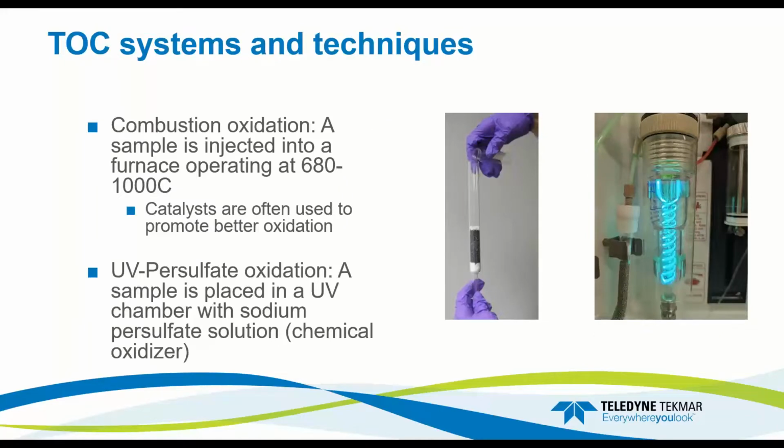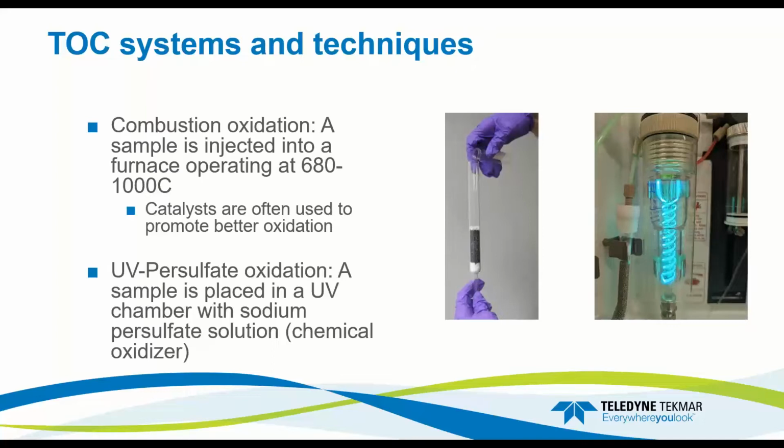There are 2 primary oxidation techniques out there. First is combustion. It uses a catalyst in a high temperature oven, in mixture with oxygen or air, and it performs an oxidation reaction there. The other way we can do this is UV persulfate oxidation. A sample is placed inside the UV chamber with sodium persulfate solution, and then the sample interacts with the UV light and causes oxidation.